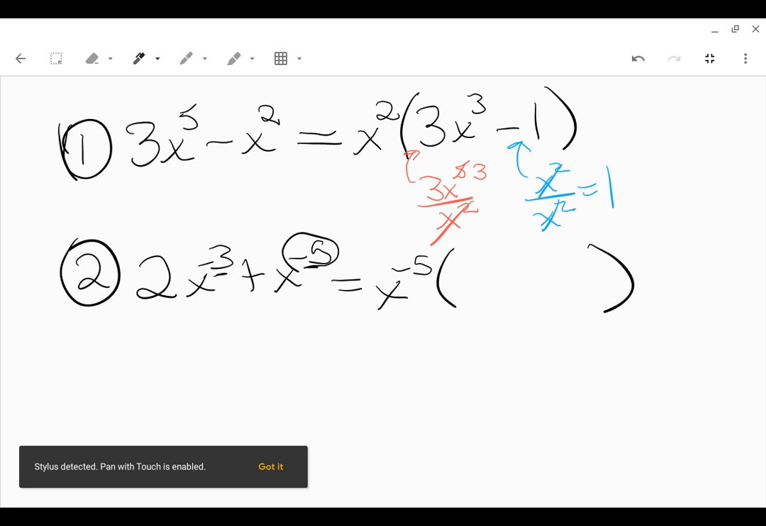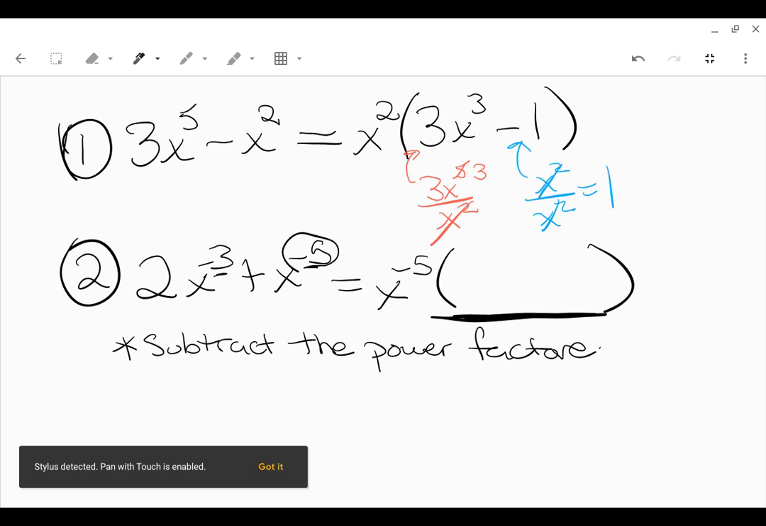Now to figure out what's left, writing it as division may not be the best way for me to explain this part. So another way of thinking of the way that we figure out this remaining factor is you should subtract, and this is important enough that I'll put in writing, subtract the power that was factored out from the original exponent to figure out what the remaining power is.